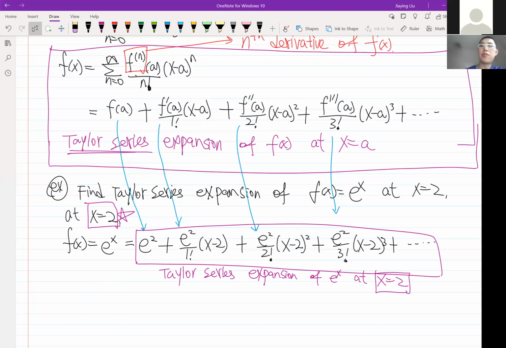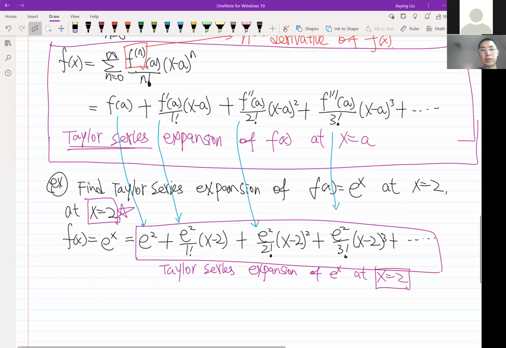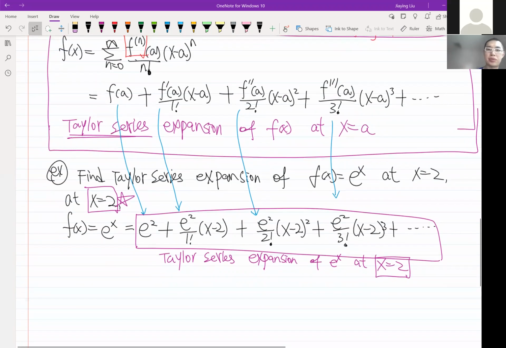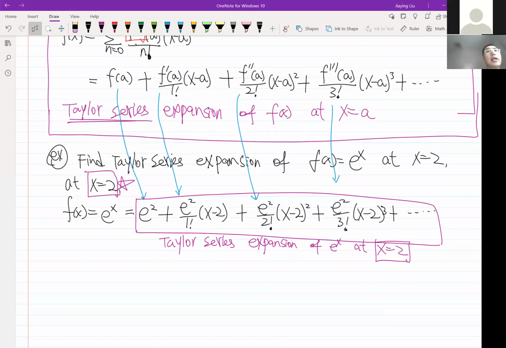So for those of you interested in taking another math class after this, or even a physics class, like advanced physics, you should definitely pay attention to Taylor series. It's going to show up in a lot of areas. So that's the expansion when you expand a function at any x value, x equals a. So a could be any number. Any questions?